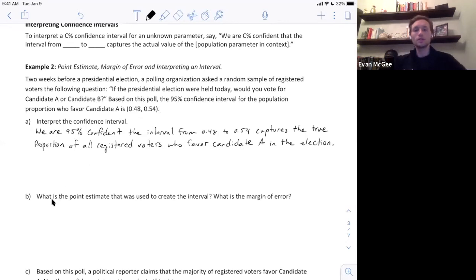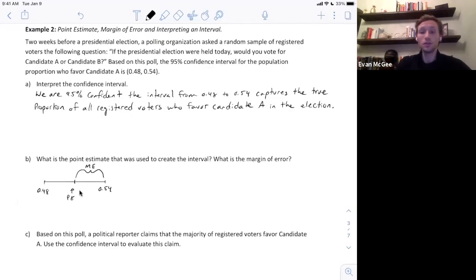Next question, what is the point estimate that was used to create the interval? What is the margin of error? So if this is our interval, we know the point estimate will be the midpoint here, and the margin of error will be the distance from the midpoint to the upper or the lower.